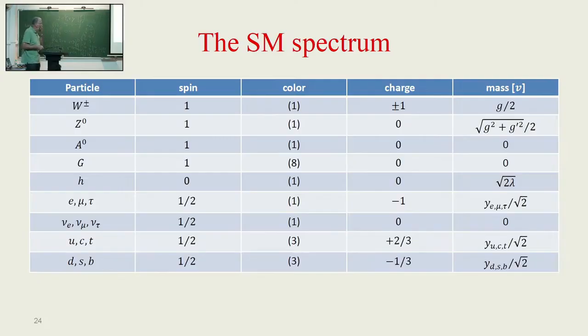And we added the quarks: up, charm, and top, spin half, triplets of SU(3) color, charge plus 2/3, masses, here it's all in units of v, proportional to their Yukawas. D, S, and B, down, strange, and bottom, spin half, triplets of SU(3) color, charge minus 1/3, and their masses proportional to their corresponding Yukawa couplings.